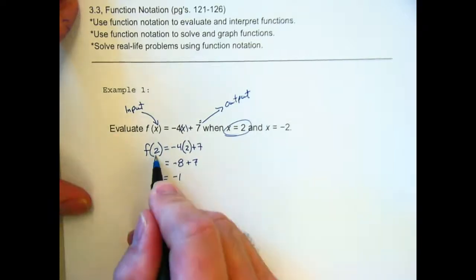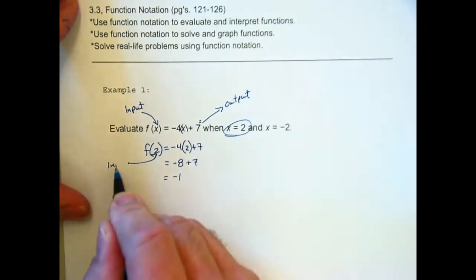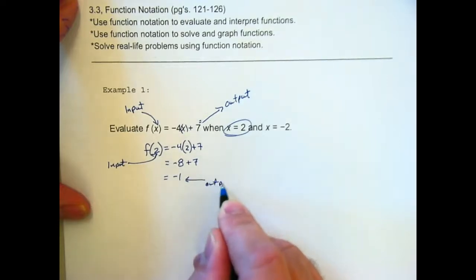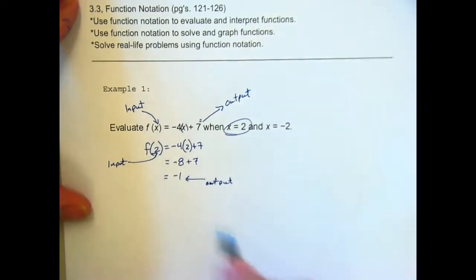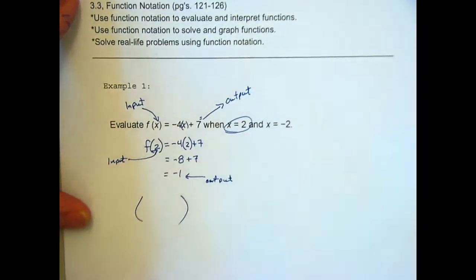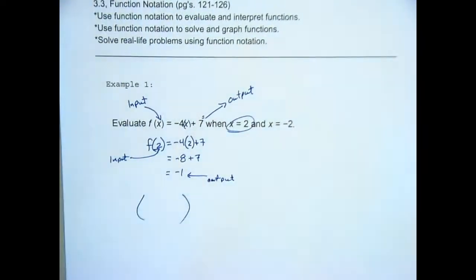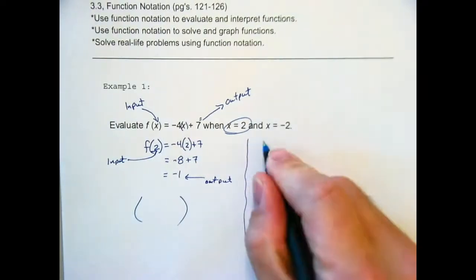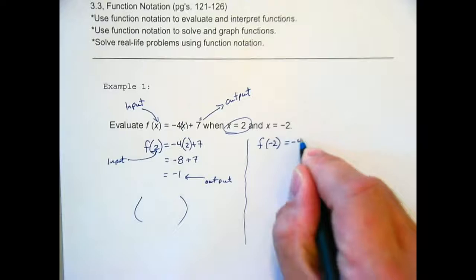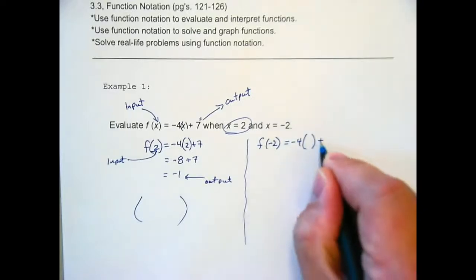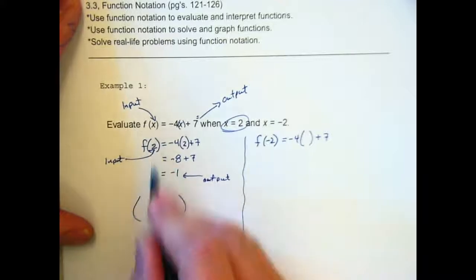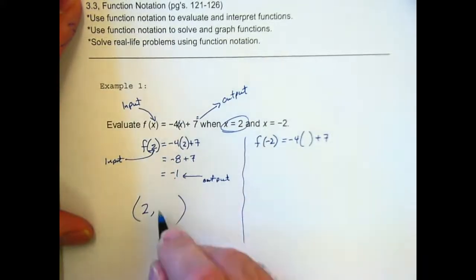So when my input is 2, my output is negative 1. Okay, I want you to write your ordered pair that you just came up with there. A point you can graph using that. Okay, what was my ordered pair here? The input and the output.